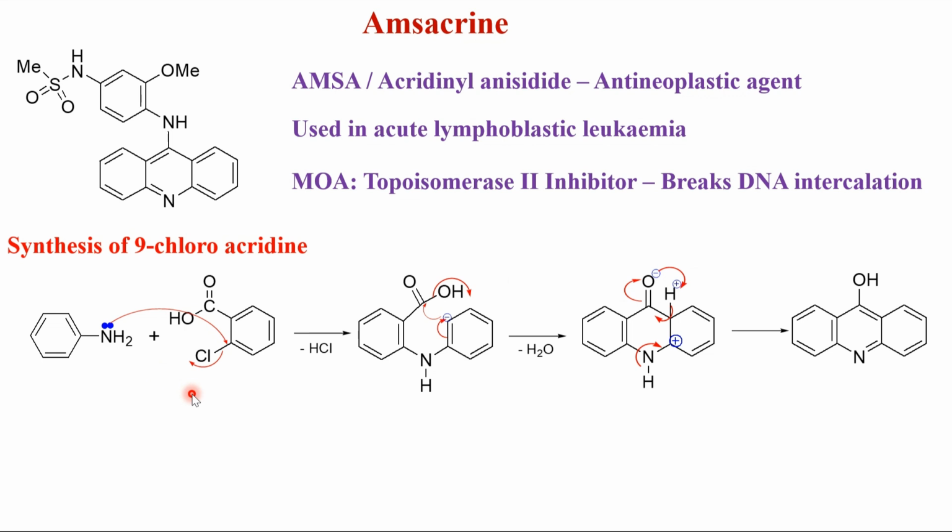Then I can replace this OH by treating with a strong chlorinating agent like POCl3. The OH gets replaced by chlorine to give 9-chloroacridine. The 9-chloroacridine will be treated with this side chain to get amsacrine. Before that, let us look into the synthesis of this side chain.